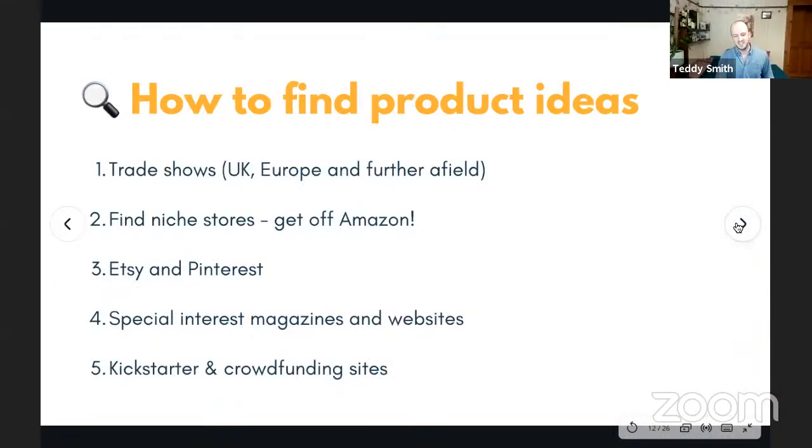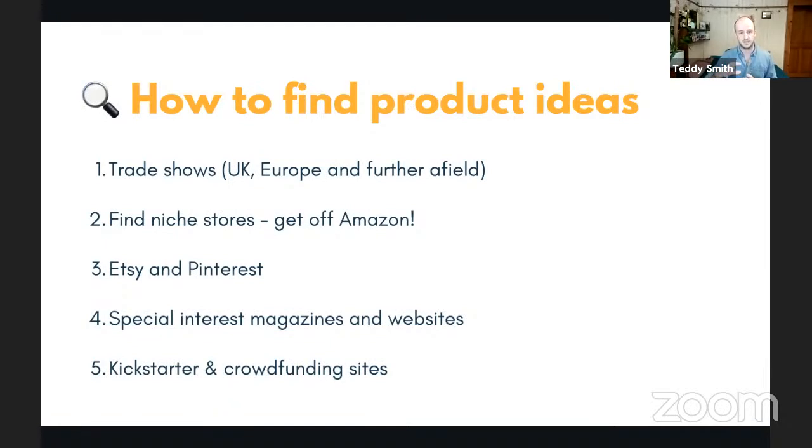Okay. So how do I find product ideas? Well, basically, I've got 5 main places that I tend to go to get my product ideas. And these are the ones that I think have low risk and low competition. And we'll go through each of these in turn. So the first one is trade shows. Now, there's some in the UK, Europe, and further afield. Don't worry, you don't have to travel yet.